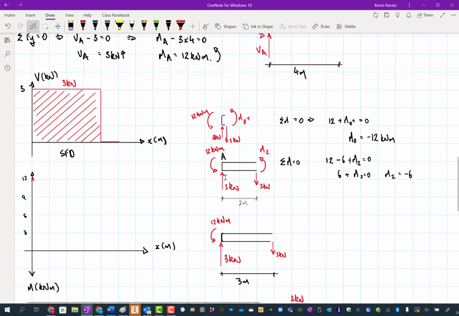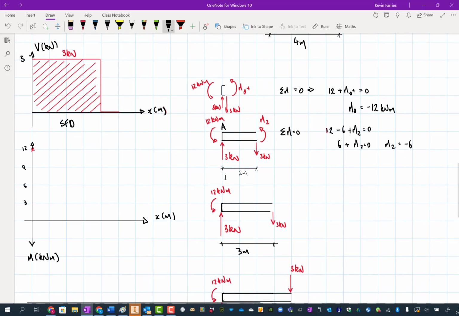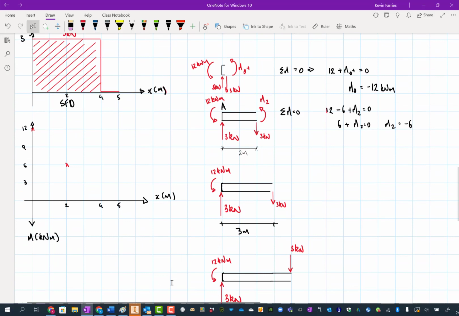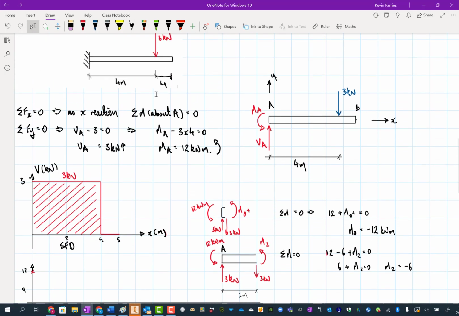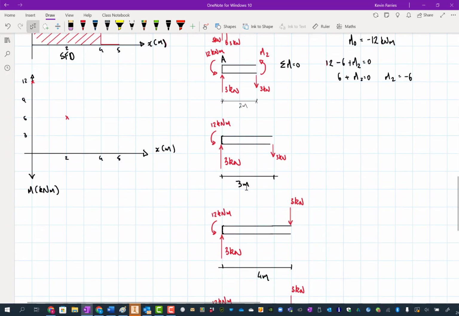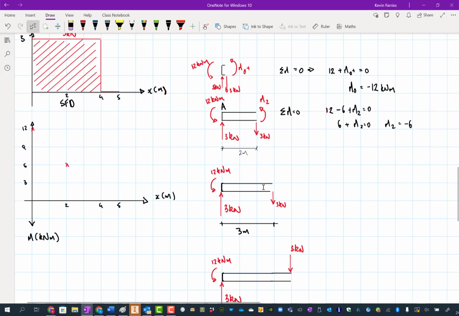And so at 2 meters, I haven't actually put on my axis values, you can put them on here actually. So that would be 2, 4, and the end of the beam's at 5. So at 2 meters, the moment is 6 kilonewton meters. Okay, along to 3 meters or 4 meters? I have done 3 meters. Well, let's just quickly do it.